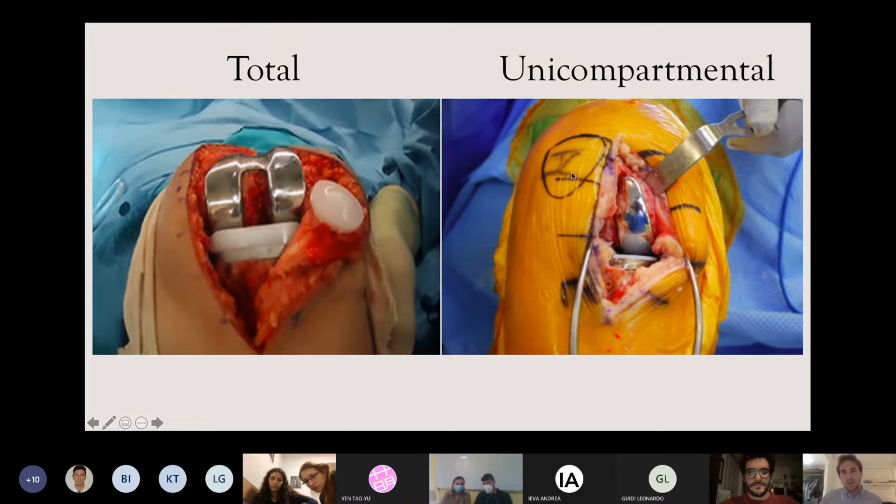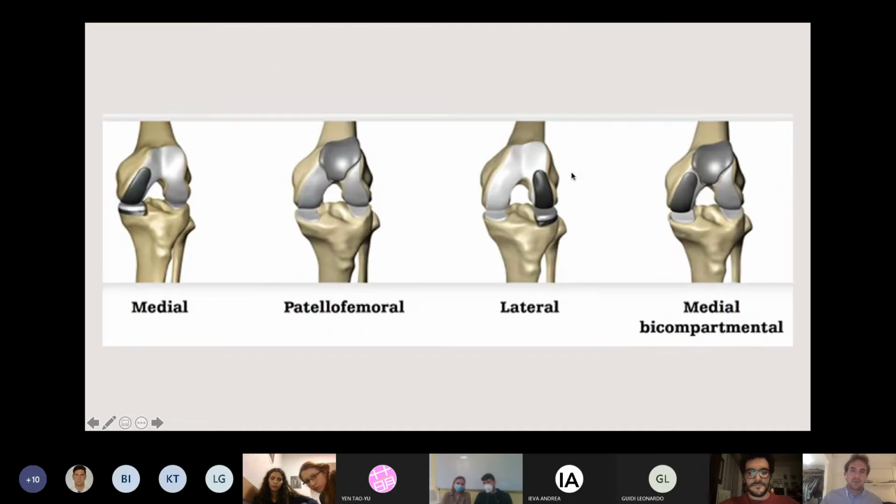Actually, unicompartmental knee arthroplasty is the topic of my thesis that I'm doing in Istituto Ortopedico Galeazzi. I am comparing the medial and the lateral unicompartmental knee arthroplasty.